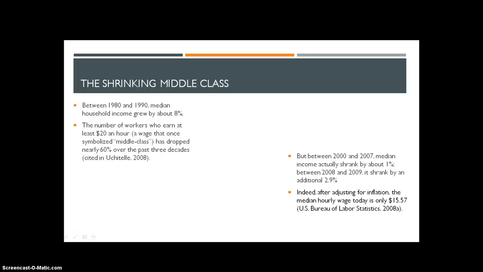Between 1980 and 1990, household income grew 8%. But between 2000 and 2007, income decreased by 1%. In seven years, it decreased by 1%. And in one year, from 2008 to 2009, it decreased by another 2.9%.